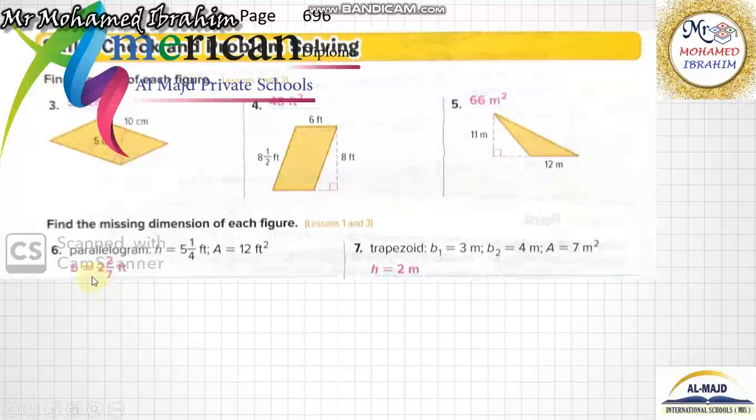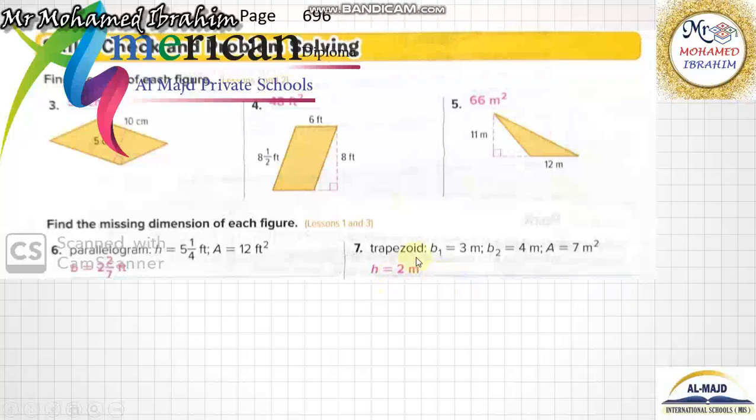16 over 7, we can write it in the simplest form as if it was a mixed number, but if you left it like that, it's good. You will take the full mark. 16 over 7, how many 7s as 16? Yes, it's 2, because 2 times 7 equal 14, and the remainder is 2 over 7. So this is the answer, 2 and 2 over 7 feet. Don't write feet square, it's not area.